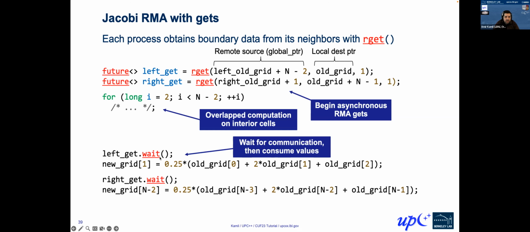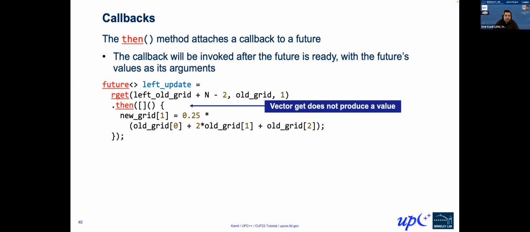Now, as I mentioned previously, wait is one way we can deal with dependent computation. Here we have some computation of the boundary that depends on the rgets having completed. But an alternative is to use then to attach a callback to do that. What I'm showing here is the alternative where, once we launch the rget, we attach a callback to that resulting future that encapsulates the computation that we want to do.